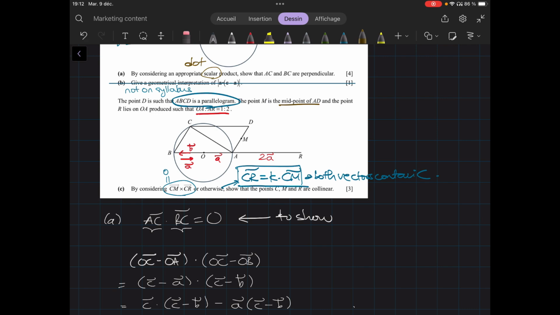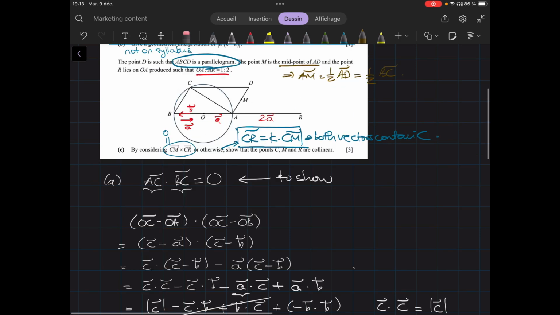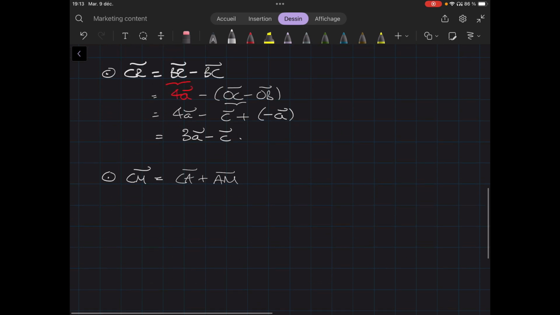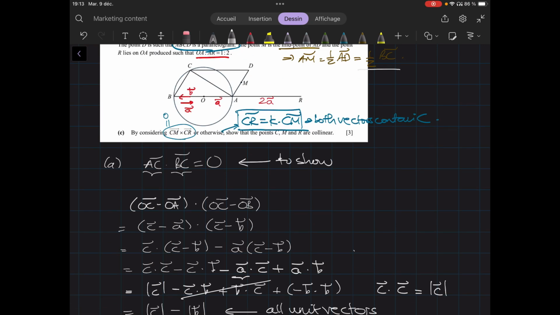We know that M is the midpoint of AD. We also know that ABCD is a parallelogram. This infers that AM is equal to a half of AD and is equal to a half of BC. CM is therefore CA plus AM. CA, that is OA minus OC. AM, that is a half of BC.